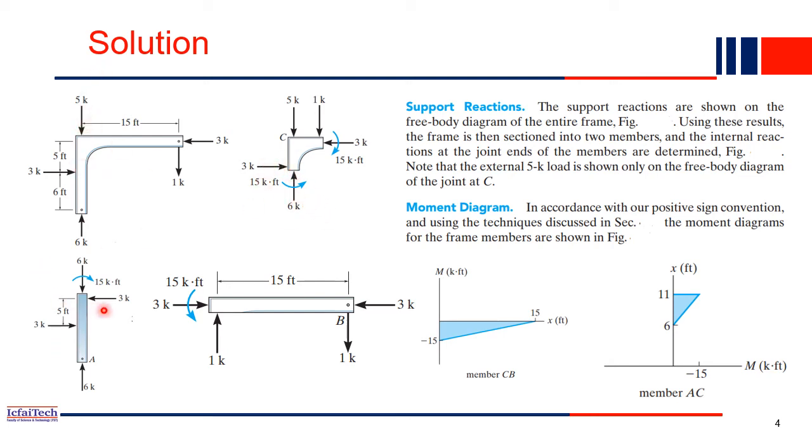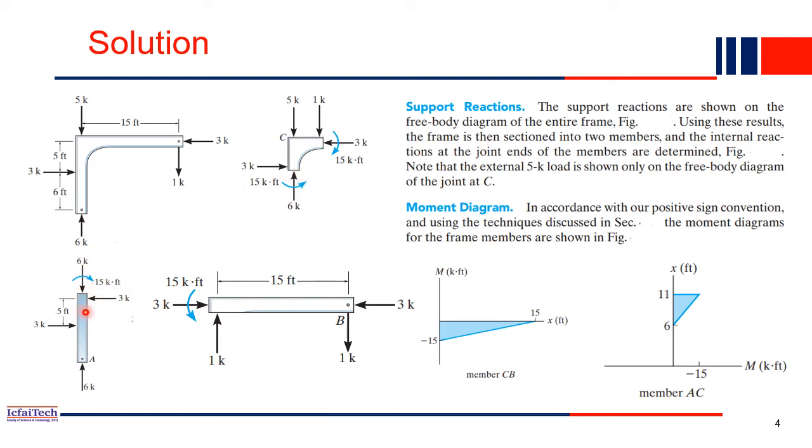So that is the thing. Here 3k is acting right to left, but here 3k should be opposite, so it is left to right. Similarly, the moment also. Here it is 15k, which is clockwise, so here 15k should be anti-clockwise, right? Equal and opposite moment will be acting.